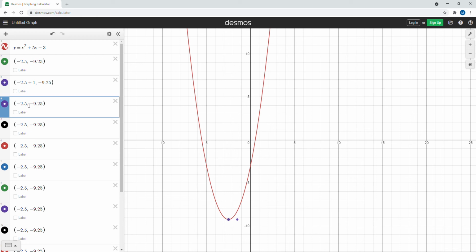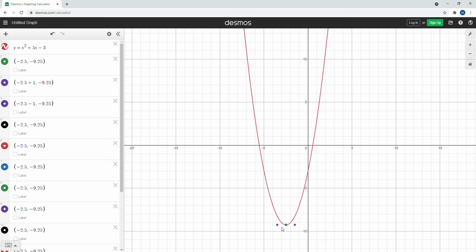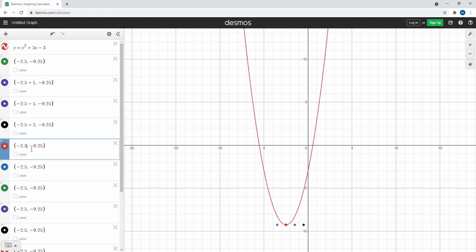and then subtract 1. Now you can see the points that are developing here next to the vertex on the same horizontal level as the vertex in the graph field. Okay, then we're going to add 2 and subtract 2. Then we're going to add 3 and subtract 3. Then we're going to add 4 and subtract 4.